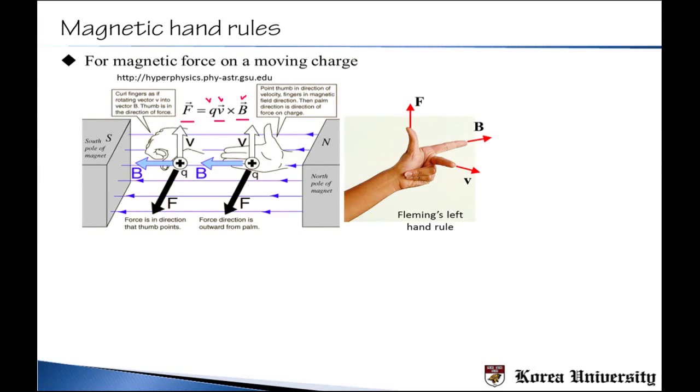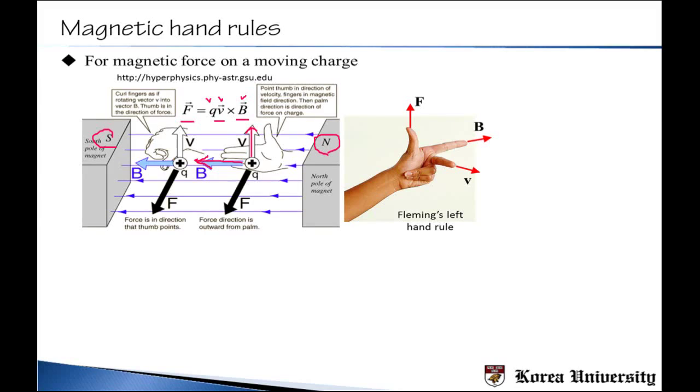Here, let's try to express this relation using your hands. In this figure, we have a magnet with the north pole here and the south pole here. So the magnetic field goes from right to left. So this will be the direction of the magnetic field vector. Okay. And then let's assume that this electric charge is moving up. So its velocity vector will be pointing up in this way.